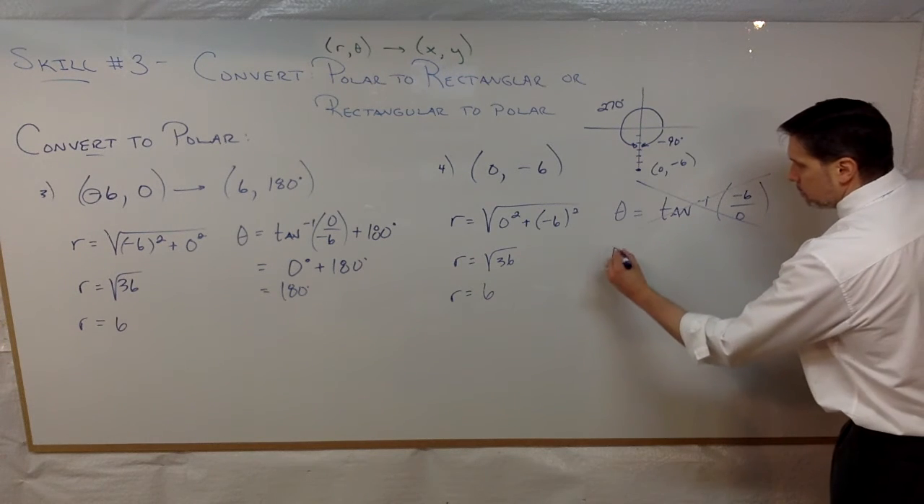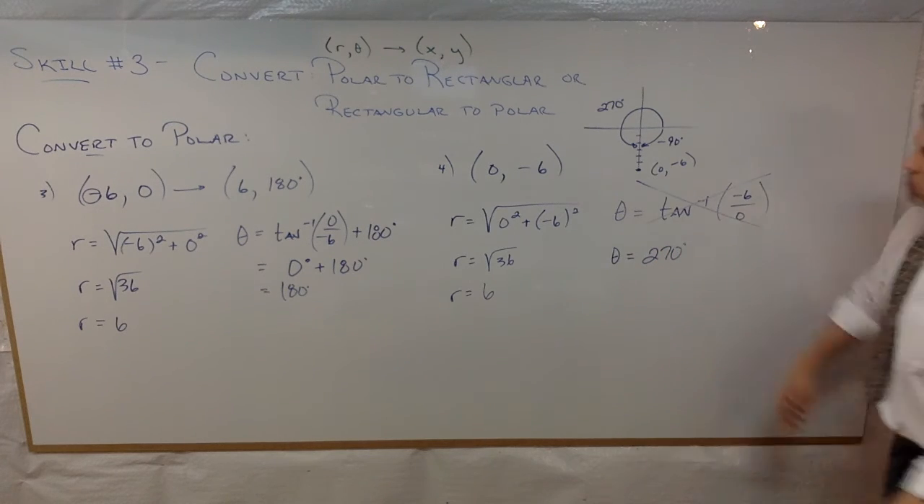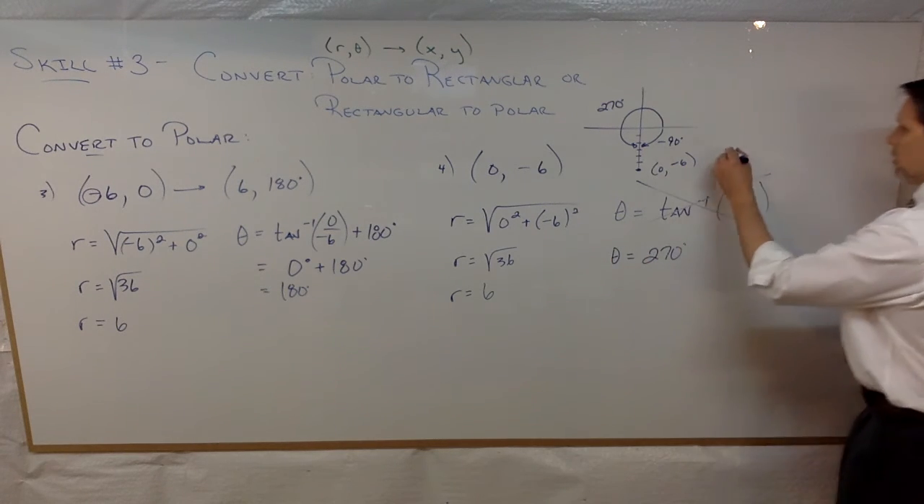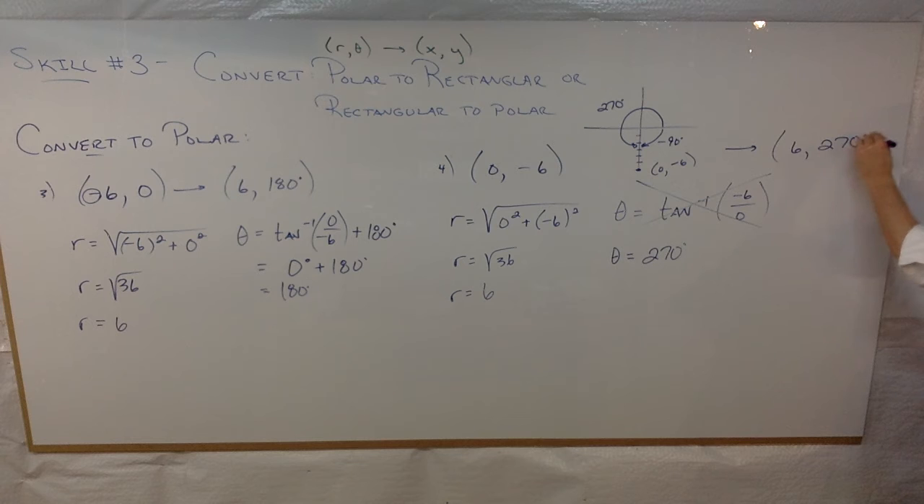So I'm going to pick, I don't know, let's go with 270, just because I like it. So what is 0, -6? Sorry, didn't leave myself room there. 0, -6 would be the ordered pair 6, 270 as an r and a theta in the polar coordinate system.